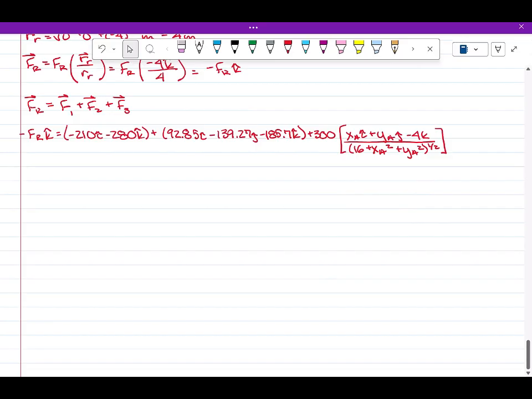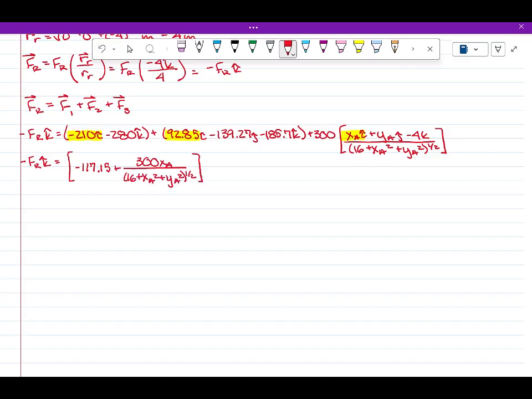To make this simpler to solve, we'll combine our like terms, meaning we'll combine the i's, combine the j's, and combine the k's. So on the left-hand side, again, you have negative FRk. That is equal to the i terms, or negative 117.15 plus 300 times xa divided by the square root of 16 plus xa squared plus ya squared, times i.